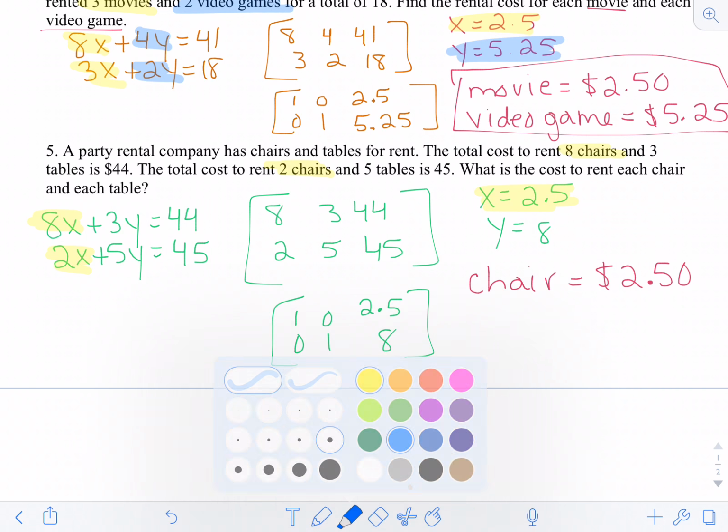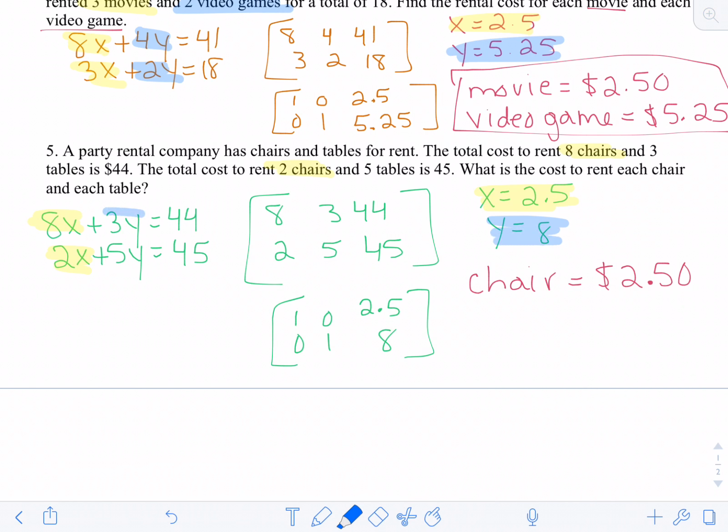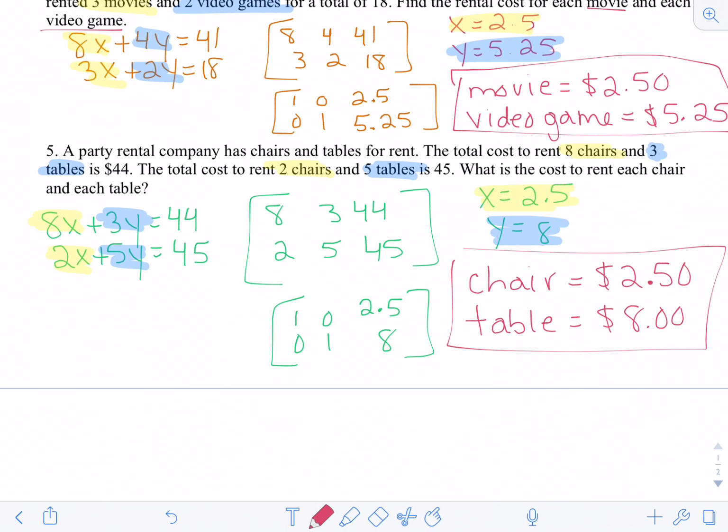Okay, and then again, if we look, we have Y is equal to 8. Well, what was Y? You had 3Y and 5Y. Well, that's 3 tables and that's 5 tables. So for a table, it costs $8. And that makes sense, because if it costs more to rent a chair than it does a table, you know there's something wrong. So just think about your answers, and you can always plug in $2.50 and $8 into the equations and back into your word problem, and make sure that it came out to $44 and $45. All right, and so that is it.